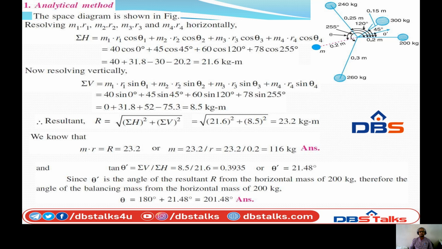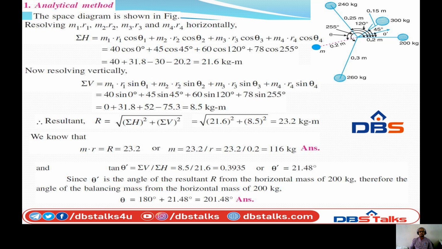And the position, where we have to place the balancing mass. For the position, we need to calculate the theta value. So tan theta is equal to sigma V by sigma H. So substituting all these values, we get theta as 21.48.